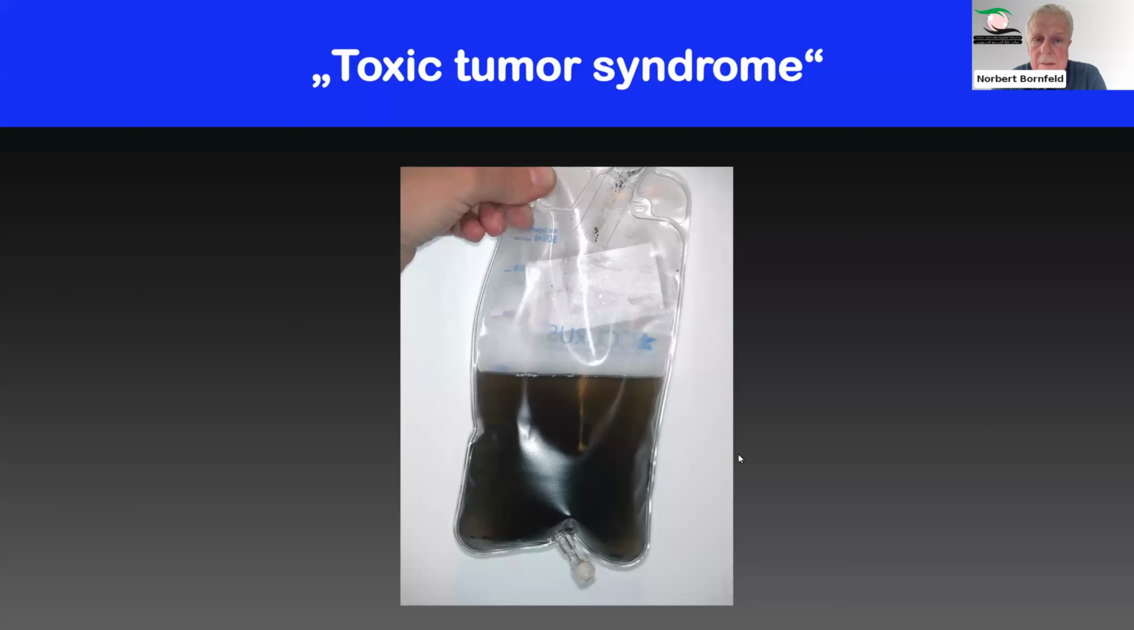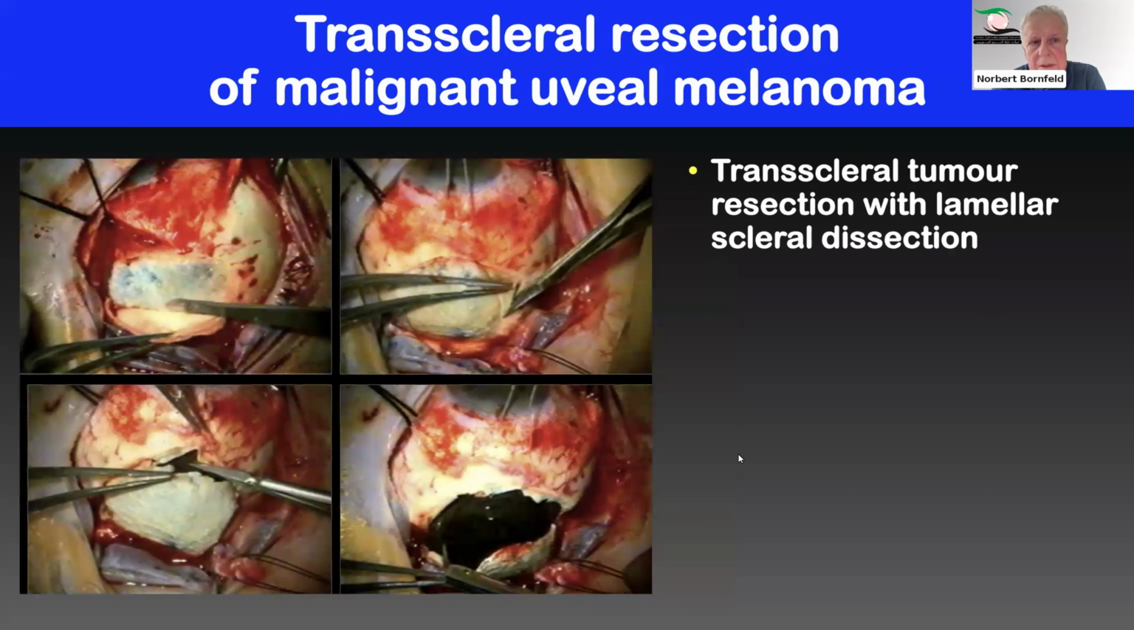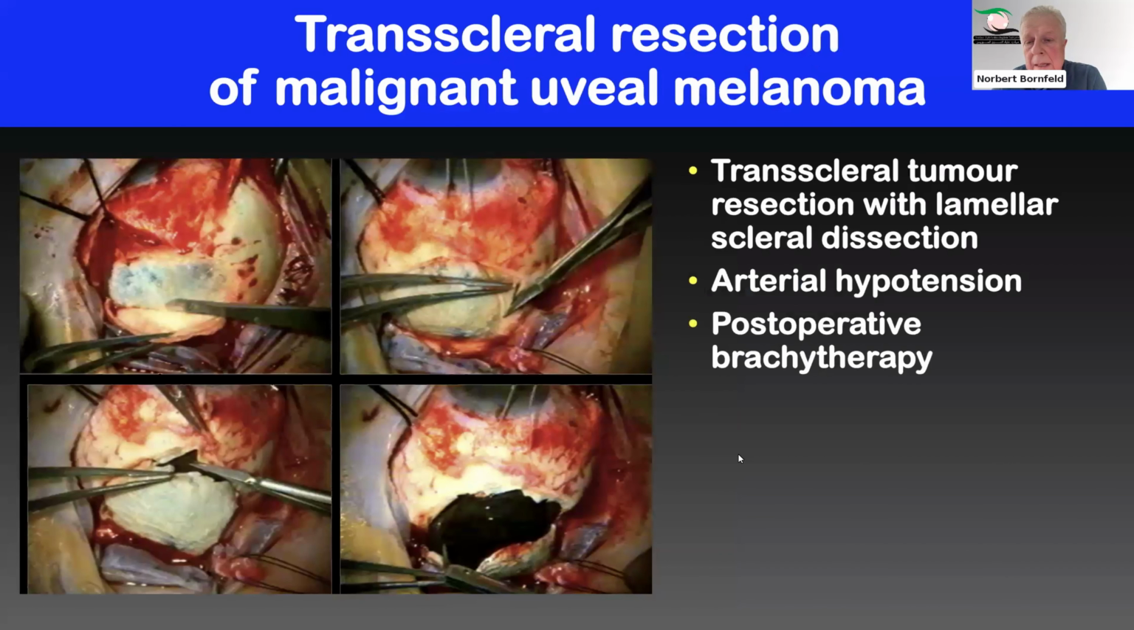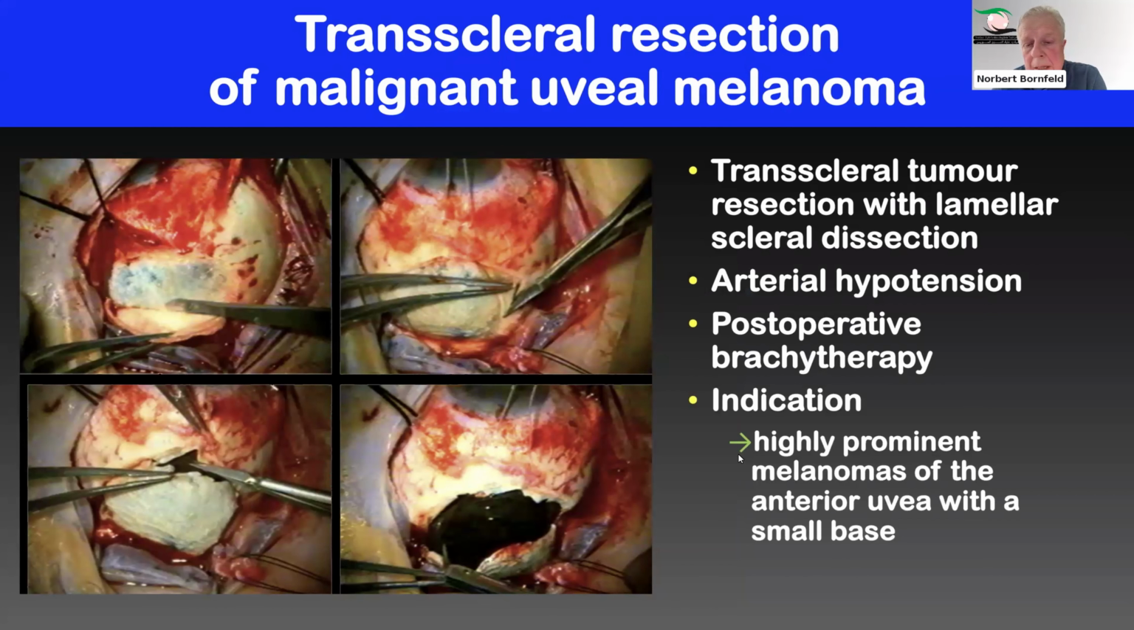And if it's available, there are two different techniques for resection. One is transscleral resection, and that is done with a lamellar scleral dissection, as shown on the slides on the left. It's almost always done in arterial hypotension because of the risk of bleeding and hemorrhages. Postoperative brachytherapy is performed at the base of the tumor. And the best indication for doing transscleral resection are highly prominent melanomas of the anterior uvea with a small base. These tumors are really made for transscleral resection, and it is the best treatment in these tumors.